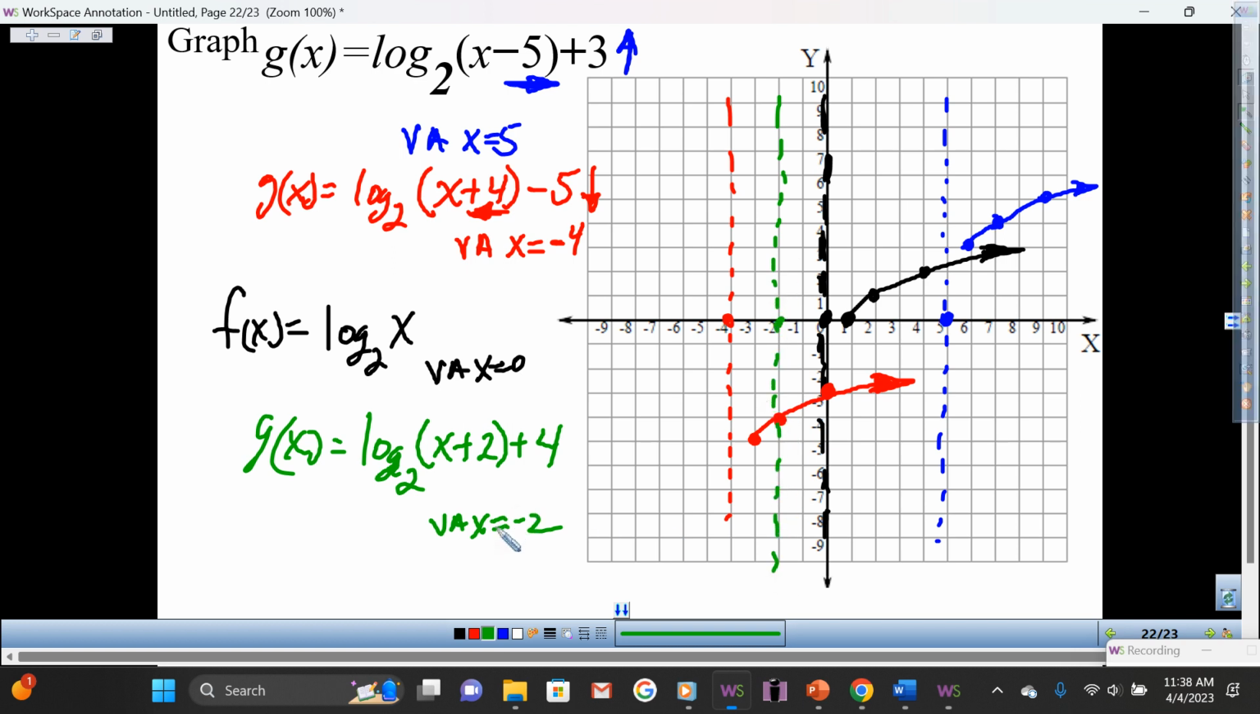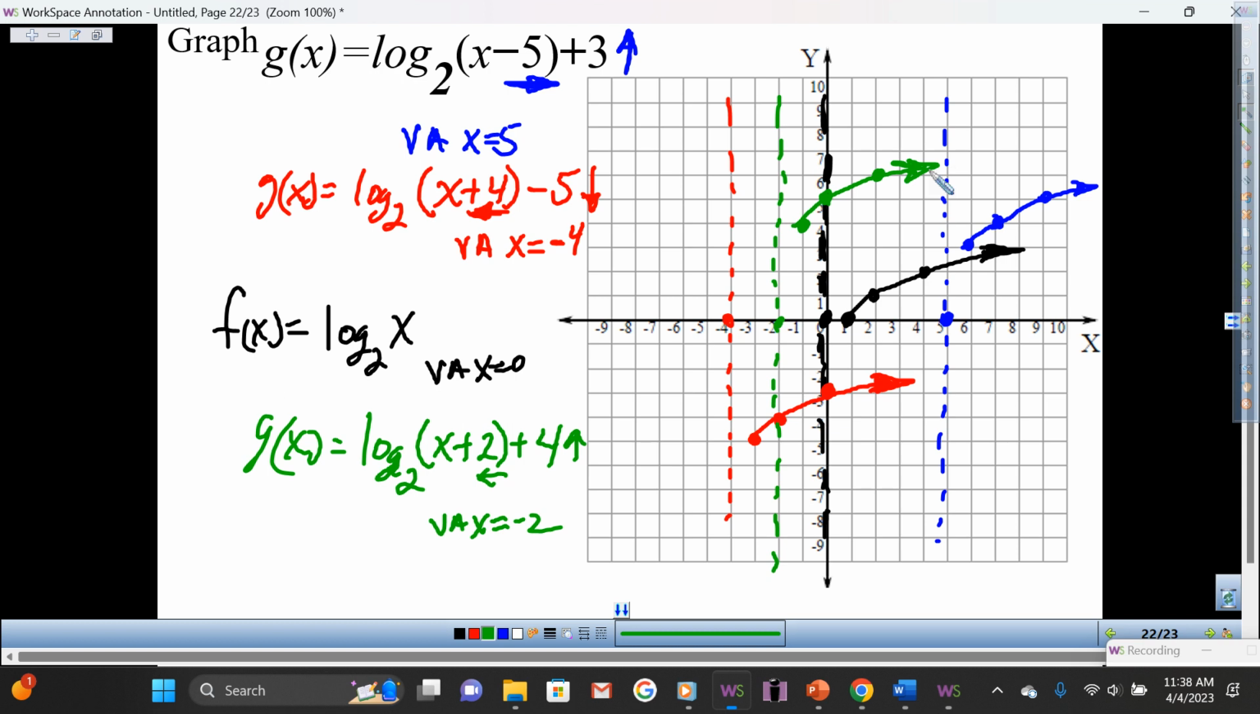And where are we moving this one to, Lysandra? 2 to the left and 4 up. And we don't need to graph the parent function, so we already have it there. So we go 1, 2, then 1, 2, 3, 4. And there you go. Not bad at all.